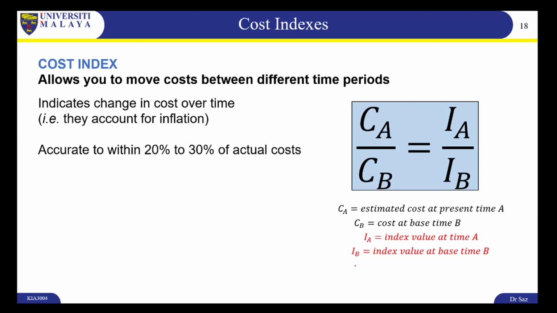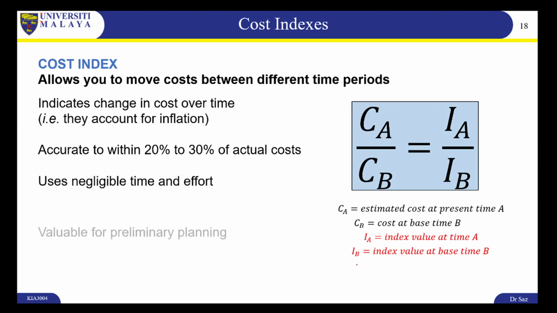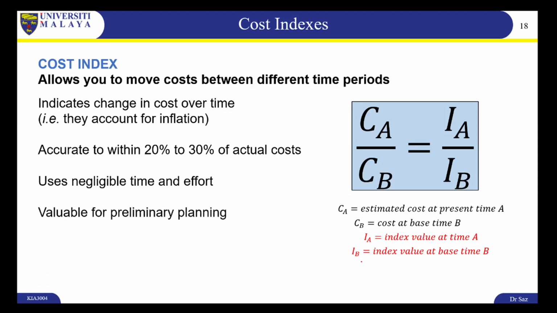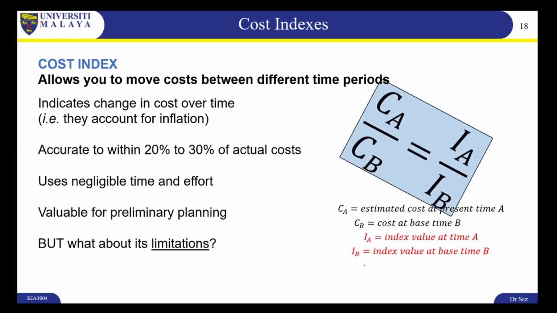They are usually accurate to within 20 to 30% of the actual costs. It's very time efficient and very effective to get a rough estimate of the cost of the thing that you're trying to estimate. They're valuable for preliminary planning, which means you just want to get a rough estimate. But what about its limitations? Well, we'll take a look at cost index and see what the limitations of this are.